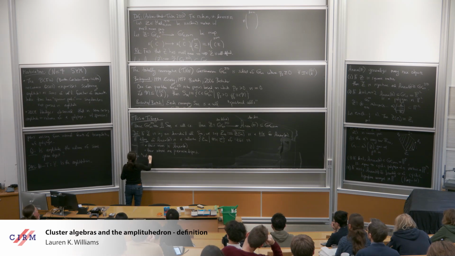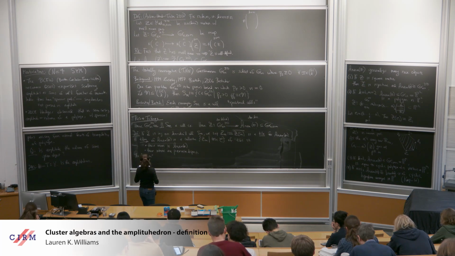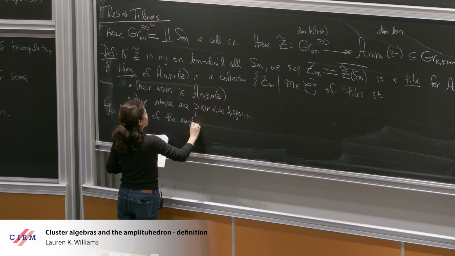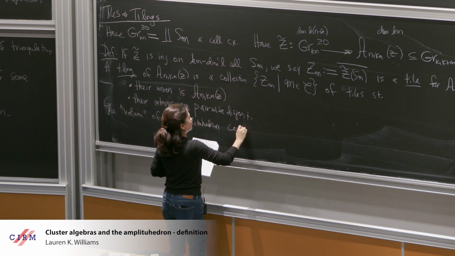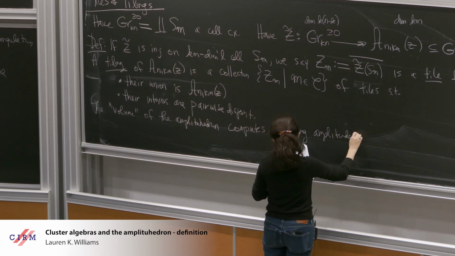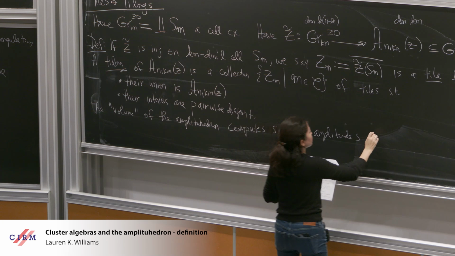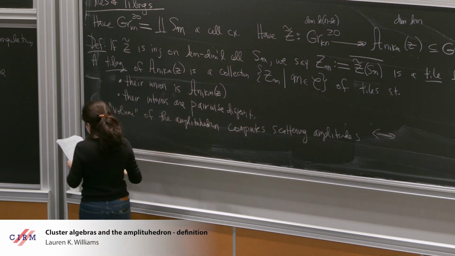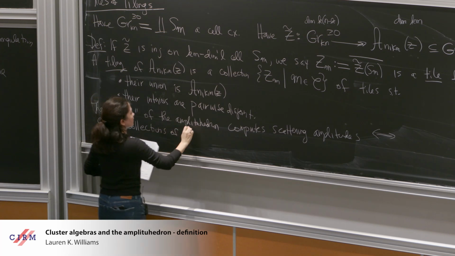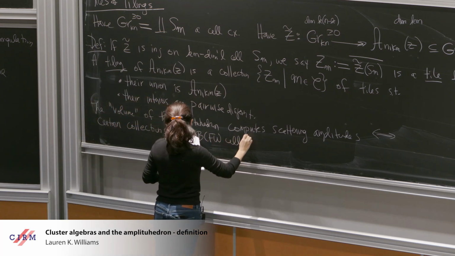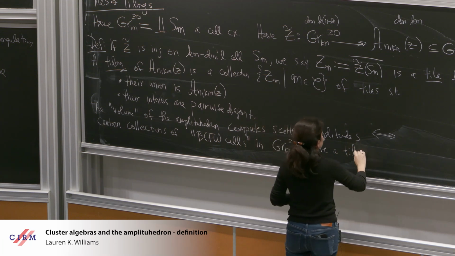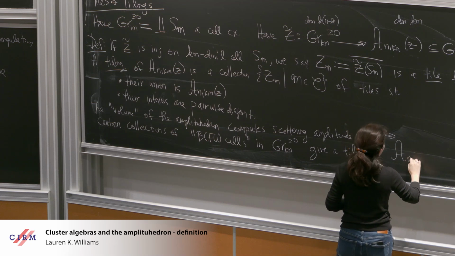All right, so now just to go back to the motivation of the amplituhedron, the claim that the volume of the amplituhedron computes scattering amplitudes is very closely related to the statement that certain collections of BCFW cells in the TNN Grassmannian give a tiling of the m equals 4 amplituhedron.